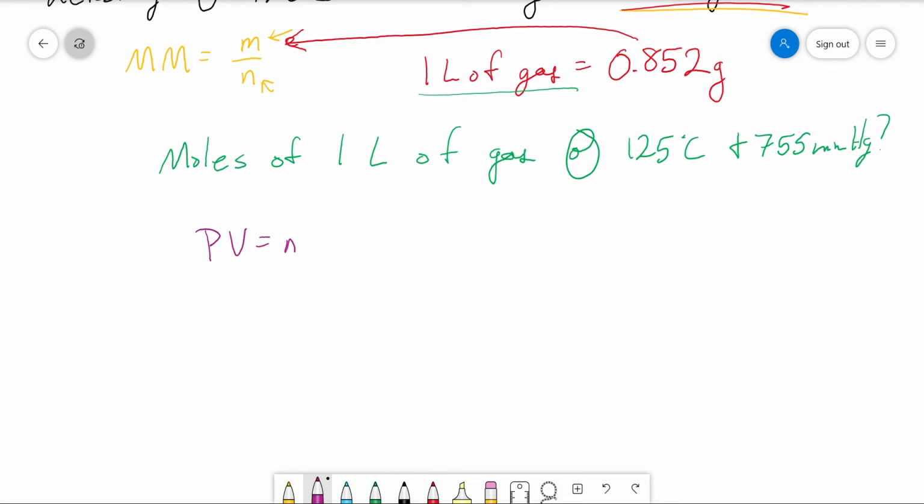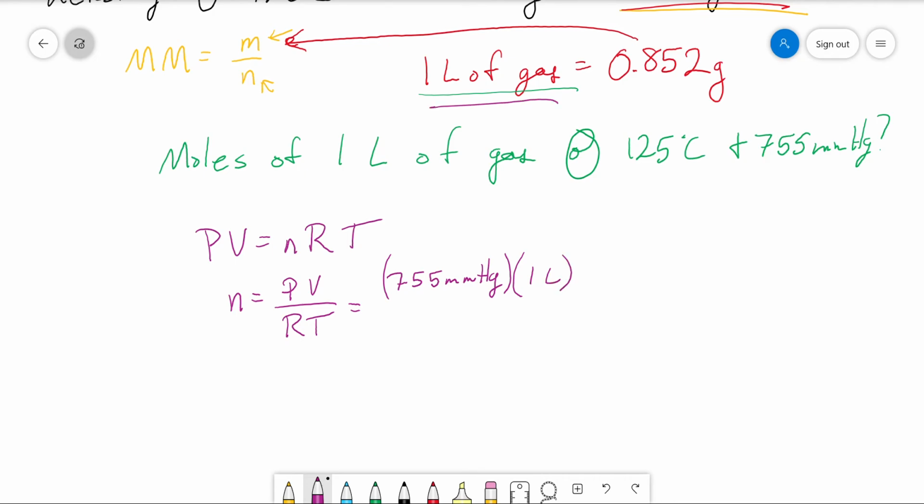PV equals nRT. I hope by the end of this chapter you are sick of seeing that equation written. That will mean you have it memorized. We're looking for moles, so n is equal to PV over RT. Just plug and chug at this point. Pressure is 755 millimeters of mercury. Volume is 1 liter, from right here.